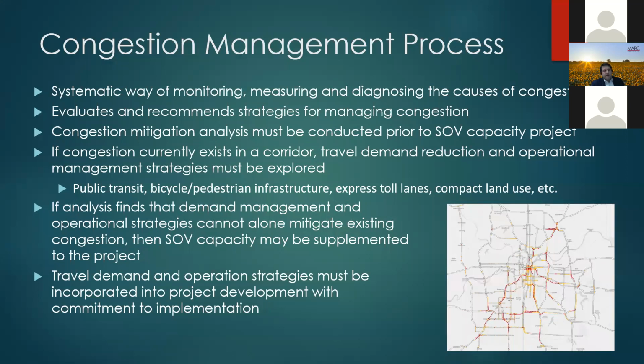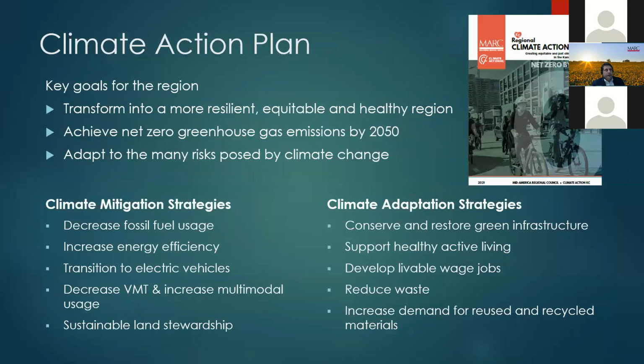And so what are those strategies? There are things like public transit, bicycle and pedestrian infrastructure, express toll lanes, compact land use, et cetera. There's a much longer list of potential strategies in our congestion management toolbox. If this analysis finds that demand management and operational strategies by themselves cannot mitigate the congestion that currently exists on a facility, then single occupant vehicle capacity may be added to the project. And finally, the travel demand and operational strategies must be incorporated into the project development, with a commitment to implementation by the sponsor.